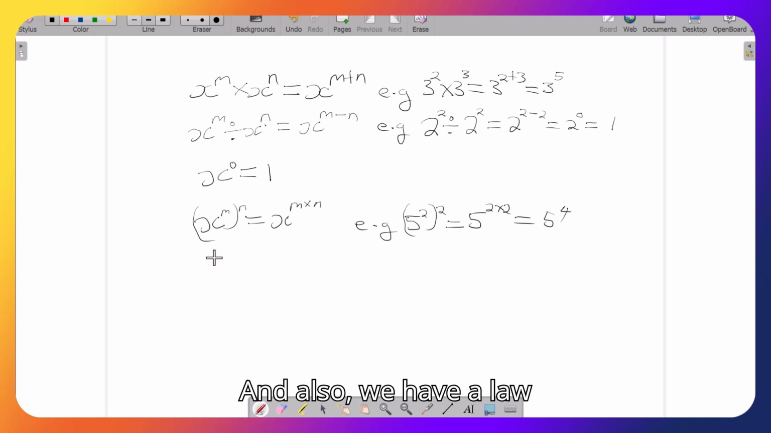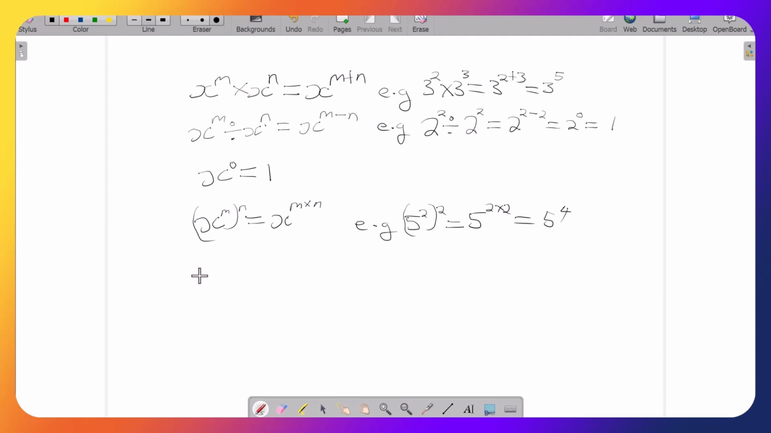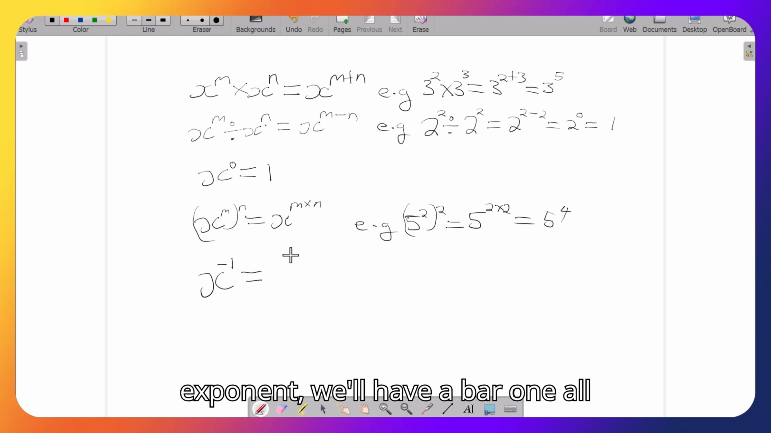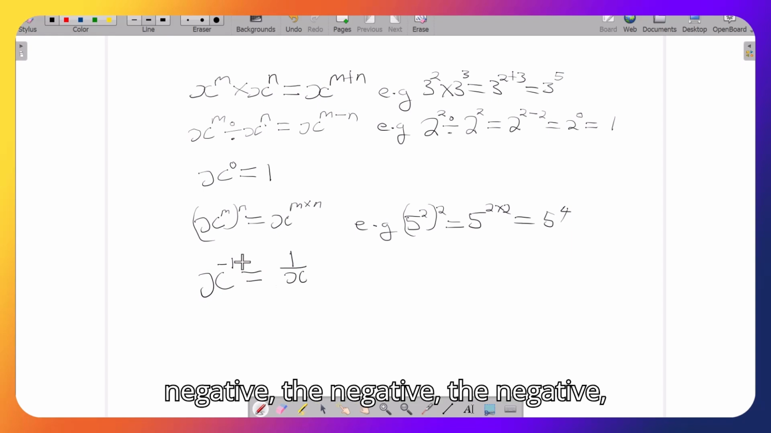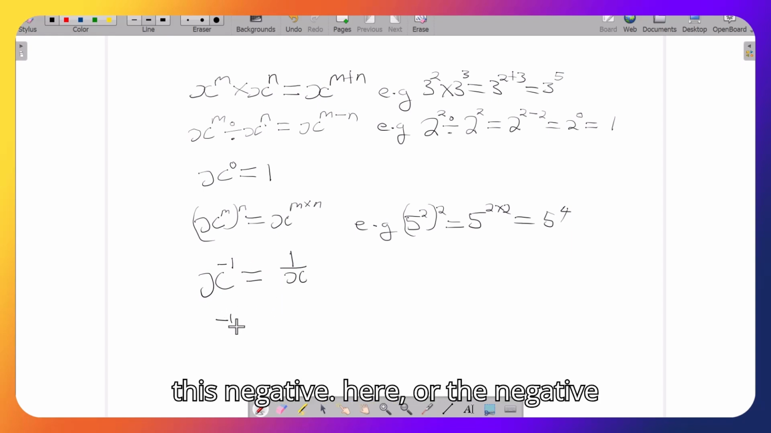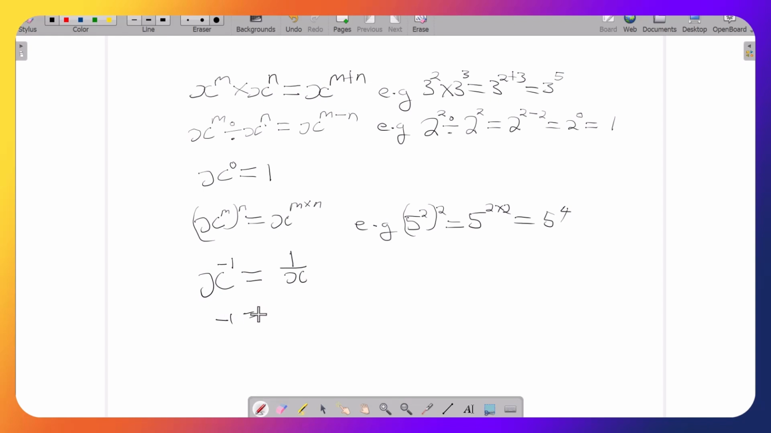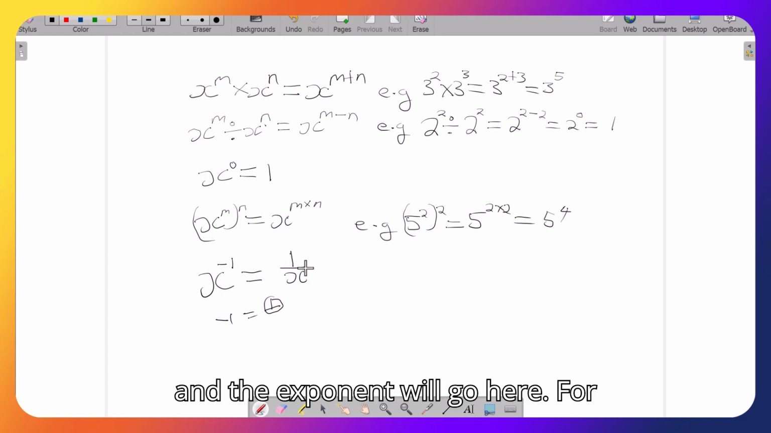And also we have the law of negative exponent, where a base has a negative exponent like this. So when you have a negative exponent, we will have a bar, 1 all over x. So this negative will create what we call a bar, 1. This bar here represents the negative, and the exponent will go here.